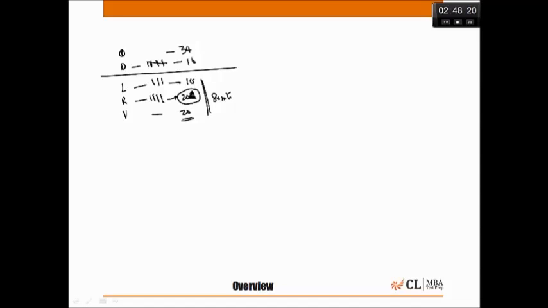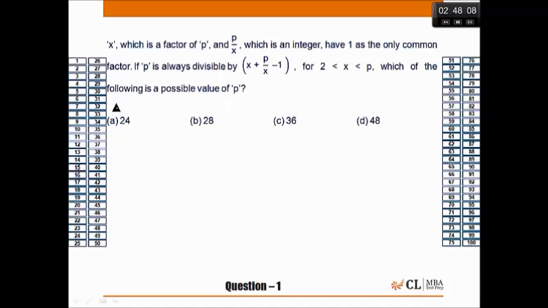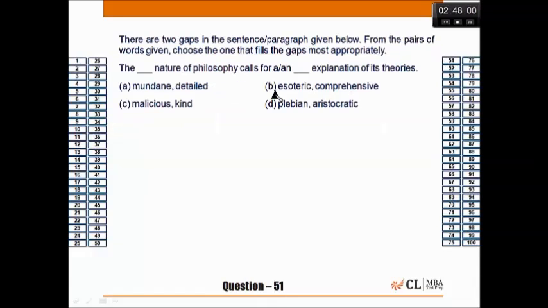This is going to be tricky. Let's see how it goes. Okay, so the order is I'll start with VA and then probably go to logical reasoning and then reading comprehension. So we'll have to go to question number 51 to get started.